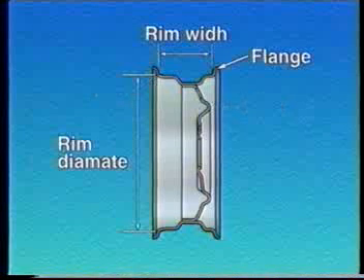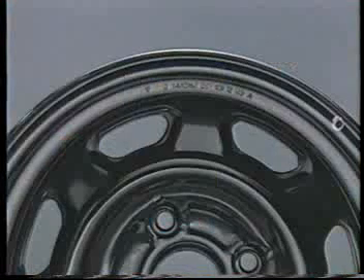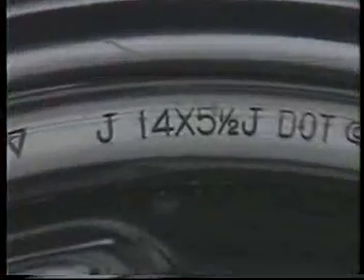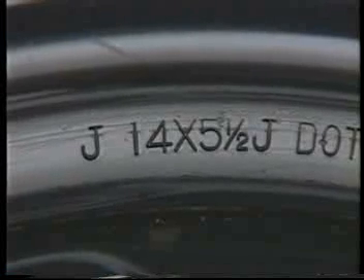The size of the disc wheel is represented by the rim diameter, rim width, and the shape of the flange. In this example, the rim diameter is 14 inches, rim width is 5.5 inches, the shape of the flange is of the J type.